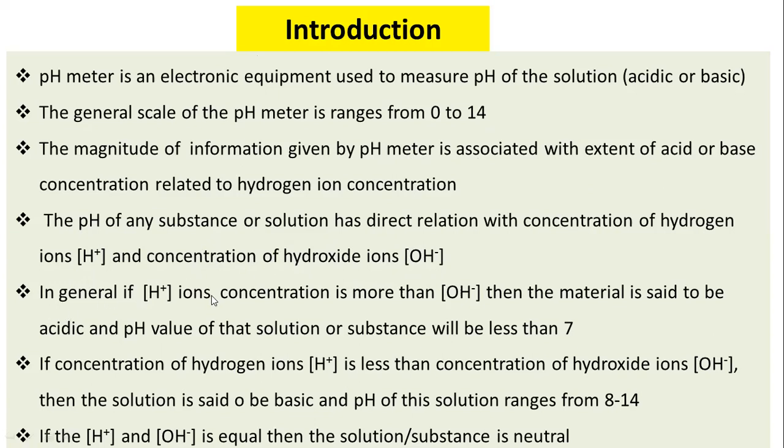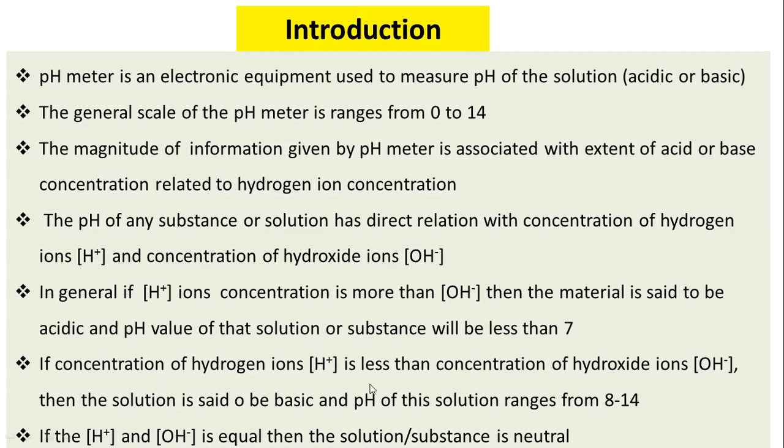In general, if the H+ ion concentration is more than the OH− ion concentration, then the material is said to be acidic and the pH value of that substance or solution will be less than 7. According to the pH meter, when we measure the pH of typical acids, its pH will be below 7. That is the characteristic of an acid on the pH meter.